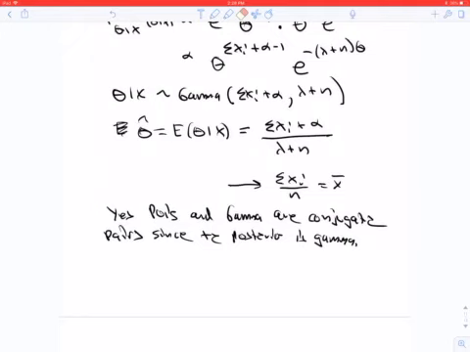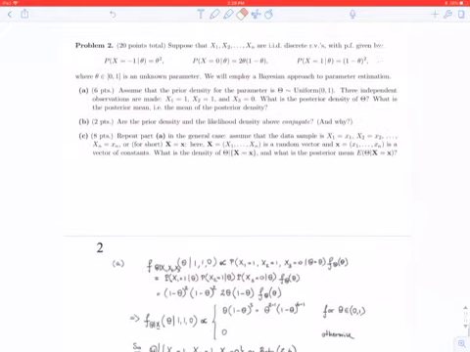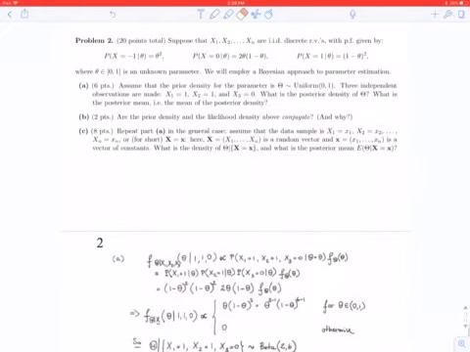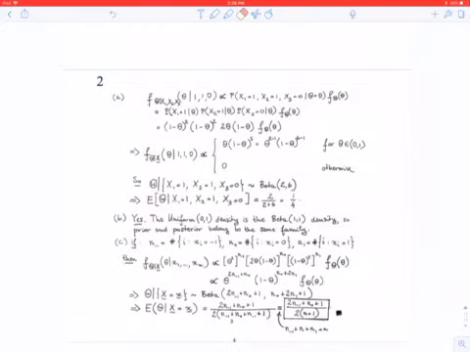We can conclude also that the Poisson and gamma are conjugate pairs, since the prior and the posterior were both gamma. I gave you another example here, but I don't really have anything to say about it, so I think I'll quit now.